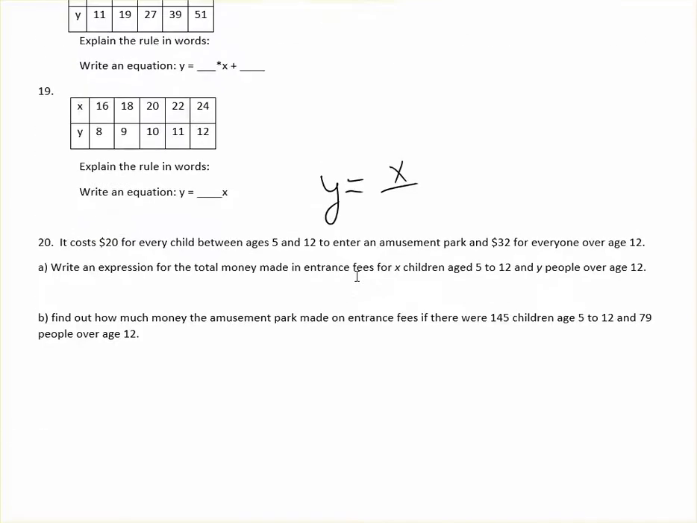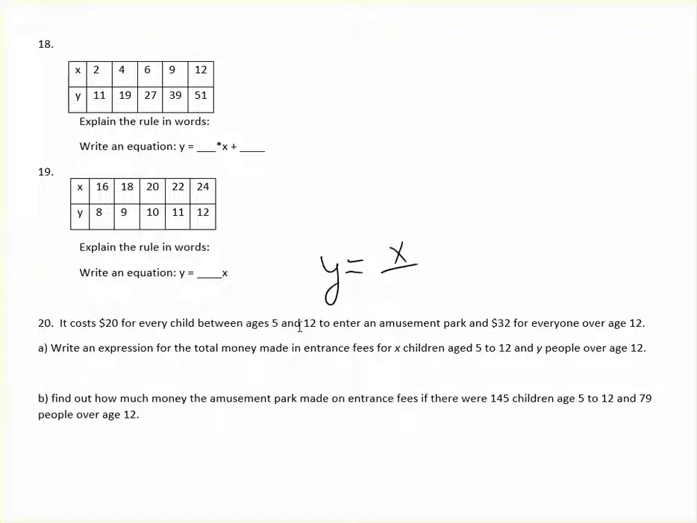And then there's just one problem at the end. Write an expression for the money made at this amusement park. And then for the second part, find out how much money they made for certain numbers of people of different ages.